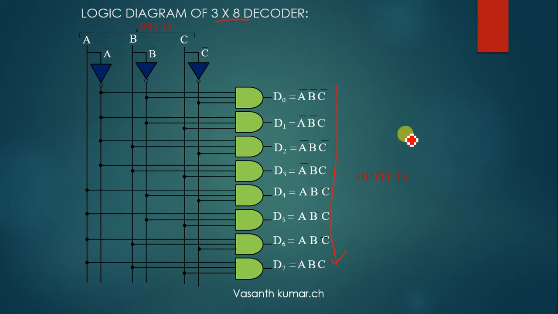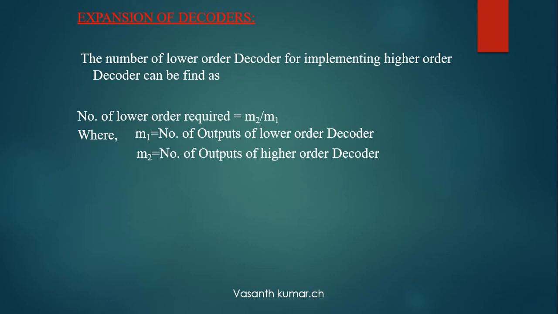The combinational outputs can be ORed together. All these things are ORed together, the reason being that any one combinational input will give only one output as high. That means you can feed these to an OR gate and obtain a combinational logic. So you can either end your logic diagram here, or give it to an OR gate. Then you can have an expansion of decoders.